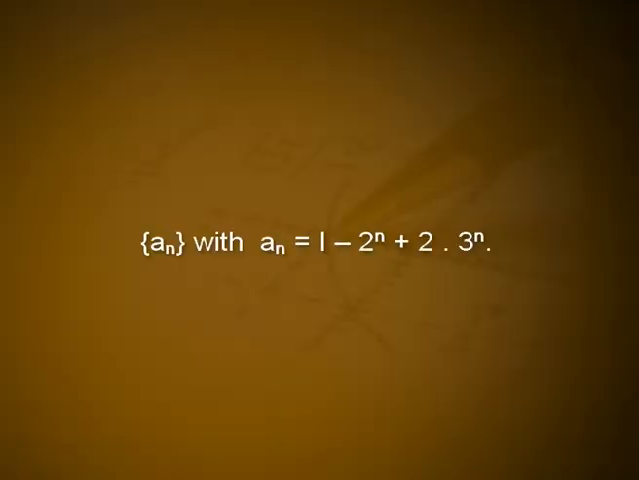Hence, the unique solution to this recurrence relation and the given initial conditions is the sequence a_n with a_n = 1 - 2^n + 2 * 3^n.